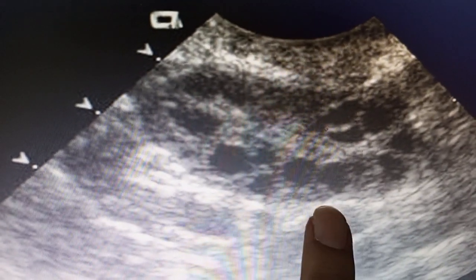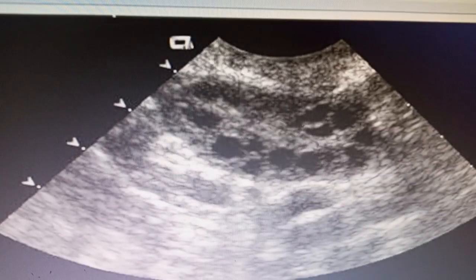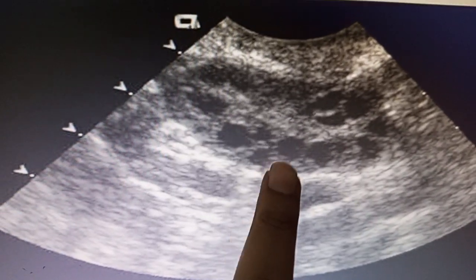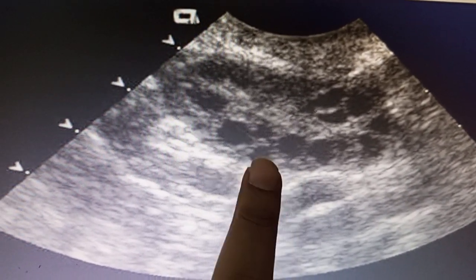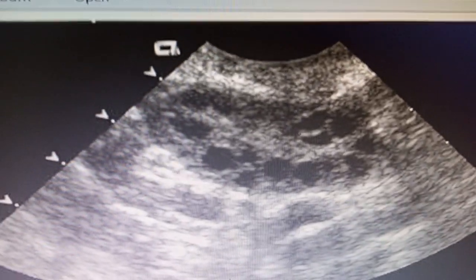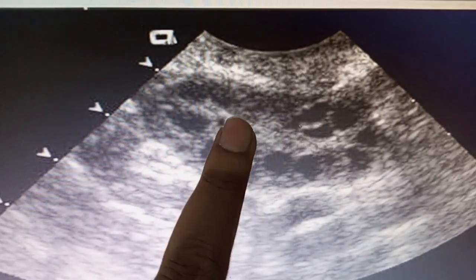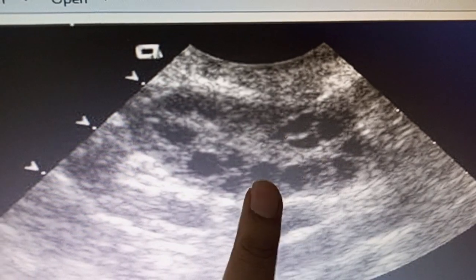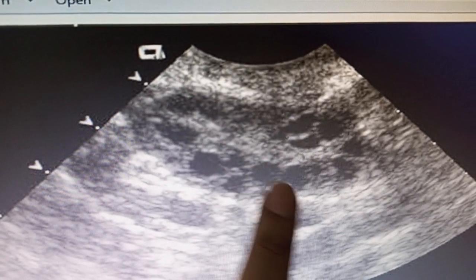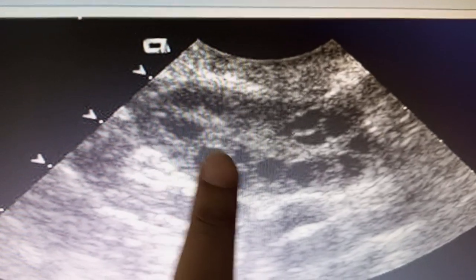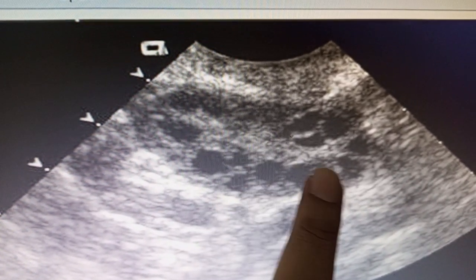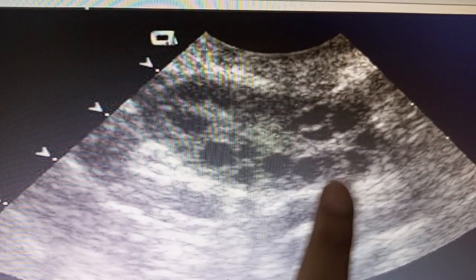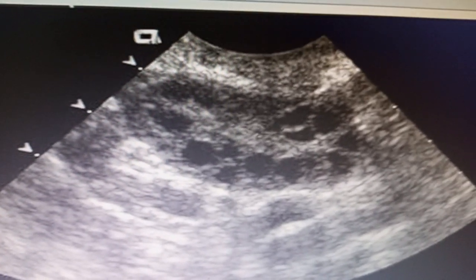So what is the criteria of the polycystic ovarian disease? Cyst size should be between 2 to 9 mm, more than 20 cysts, and echogenic stroma. This is the case of the typical polycystic ovarian disease with echogenic stroma. Ovary should be enlarged, more than 10 mm. So the criteria of polycystic ovarian disease is more than 10 mm size, peripheral cysts, you can see that, more than 20 in number, size 2 to 9 mm. This appearance of peripherally arranged cysts is called string of pearl sign.